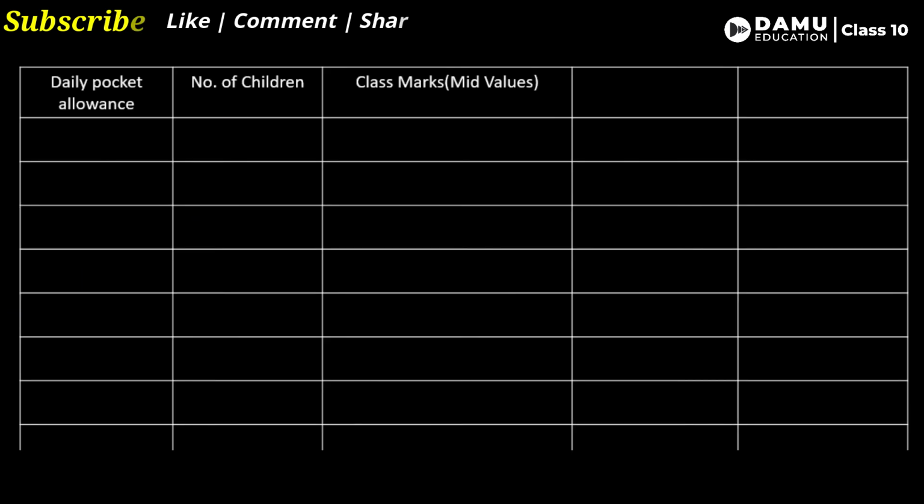So let's write these values. What is the interval? Daily pocket allowance in rupees. They are given in rupees. First interval, what is the frequency? Number of children. This is Fi. So middle values we will take as xi, and this one is the deviation value di, which will be equal to xi minus a, the assumed mean. Then here the product Fi di.